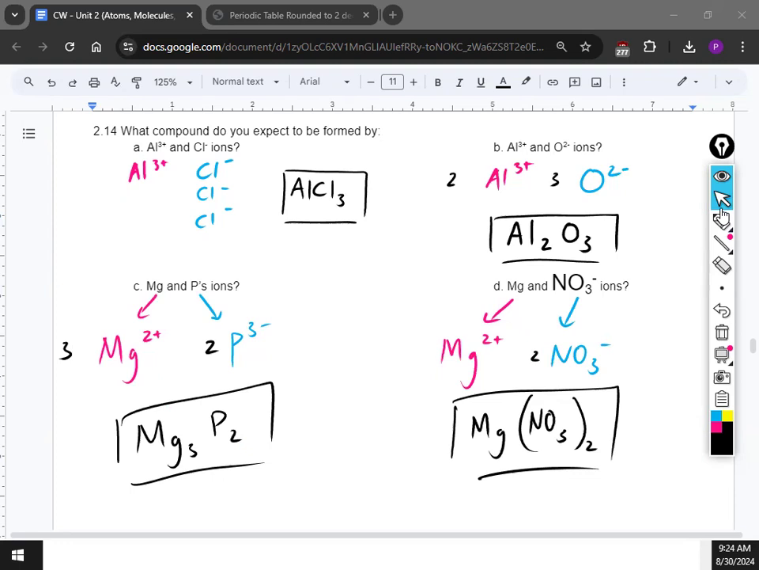Yeah, the polyatomics will always have the same positive and negatives. Yeah. So like nitrate will always be negative. No tricks. Yeah.